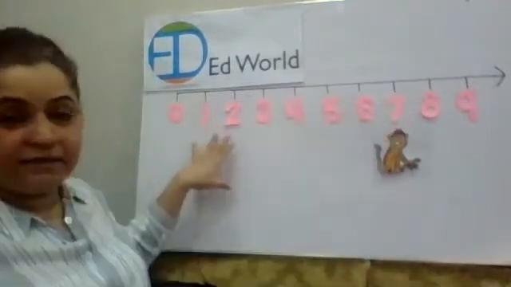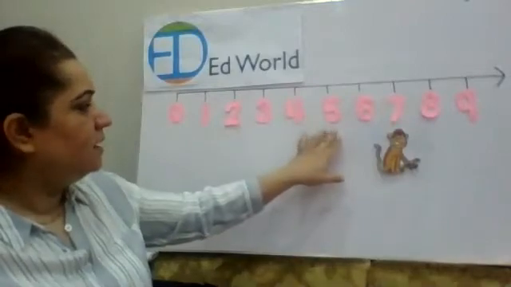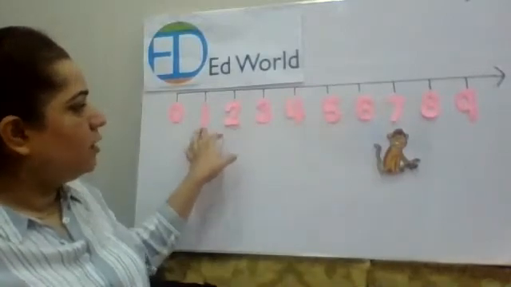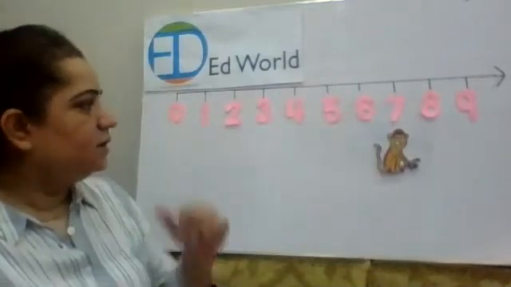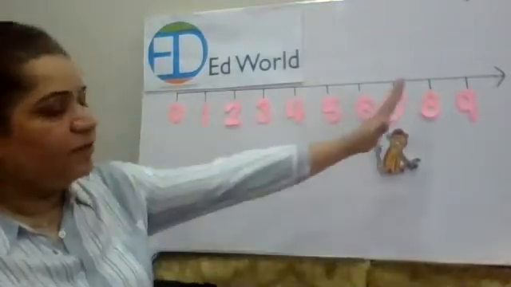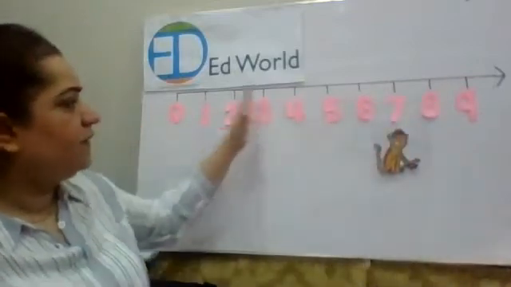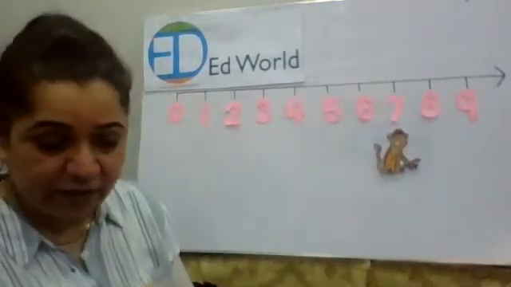If you look at this number line, this is in the middle. 1, 2, 3, 4. 1, 2, 3, 4. Okay, we have 0 as well. So here the numbers are increasing, and over there the numbers are decreasing, right?